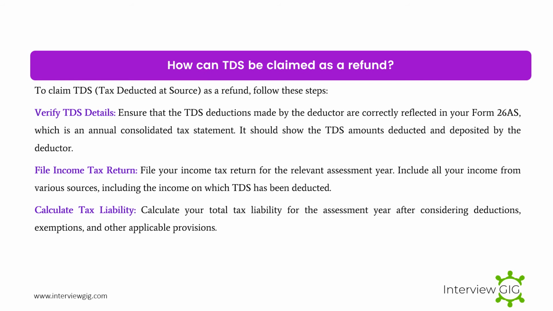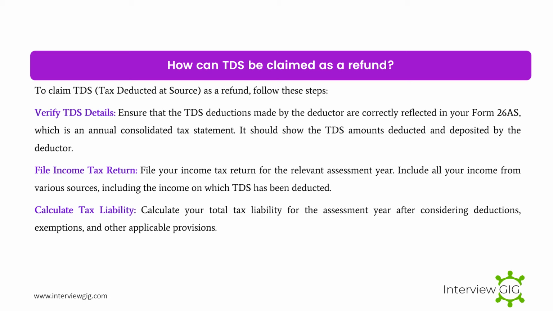How can TDS be claimed as a refund? To claim TDS, tax deducted at source, as a refund, follow these steps. Verify TDS details. Ensure that the TDS deductions made by the deductor are correctly reflected in your Form 26AS, which is an annual consolidated tax statement. It should show the TDS amounts deducted and deposited by the deductor.